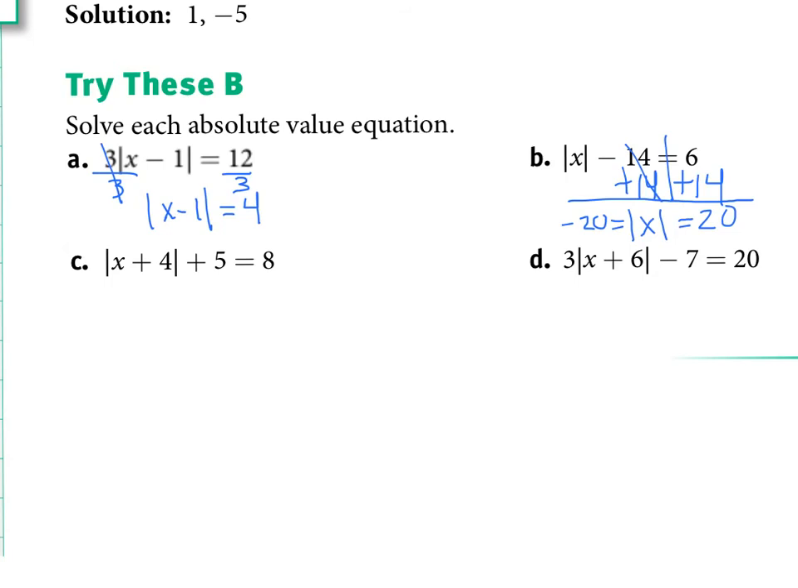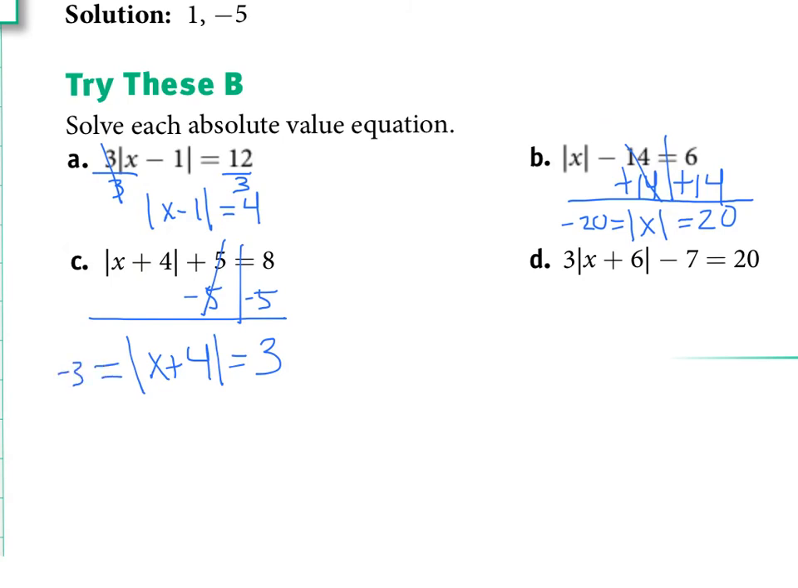So, letter C. Here's my absolute value. It's not by itself because I got this 5 next to it. To move the 5 to the other side, we do the opposite, which is subtract 5, subtract 5. These cancel. So I'm left with the absolute value of x plus 4 equals 3. And now you can do this piece.